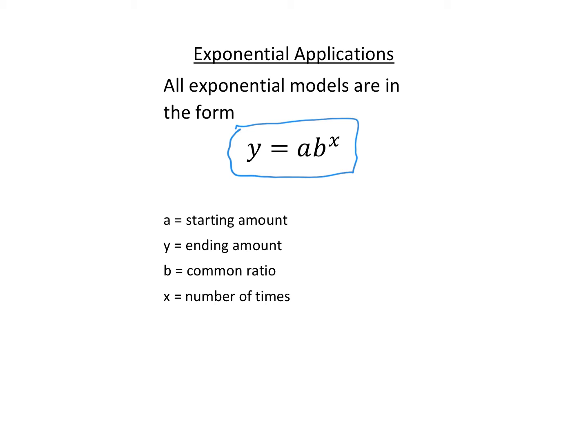We will start with a starting amount, which we'll call A. We multiply that starting amount by a common ratio, which we'll call B, and we do that X number of times. And that results in an end amount, which we'll call Y. So all exponential models are in this form, and we'll just adjust as we are given the information.